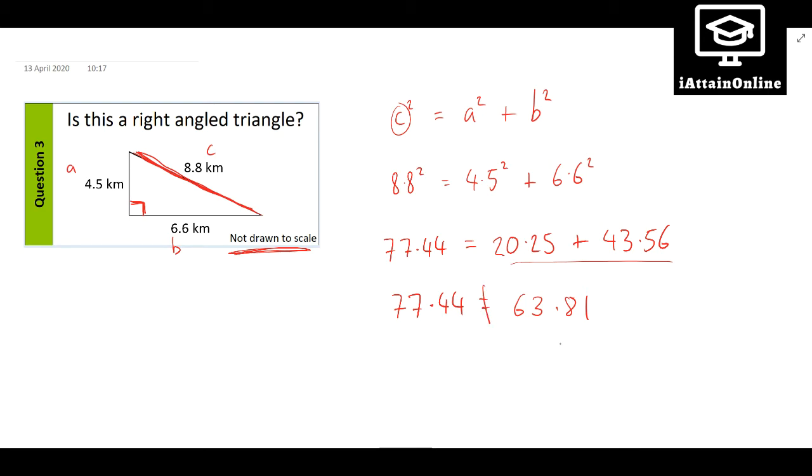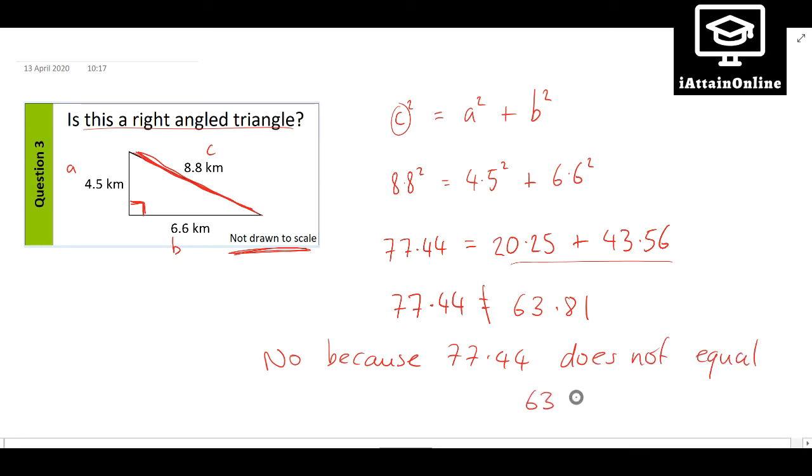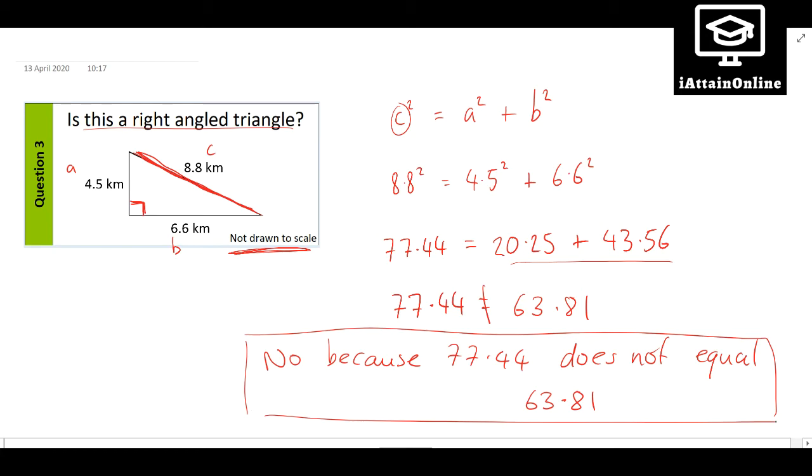Because it does not equal 63.81, you must remember to actually answer the question: is it a right angle triangle? No, because 77.44 does not equal 63.81. That's it. So you're just going to see if Pythagoras works. If the left hand side did equal the right hand side, that means it does have a right angle. It is a right angle triangle.